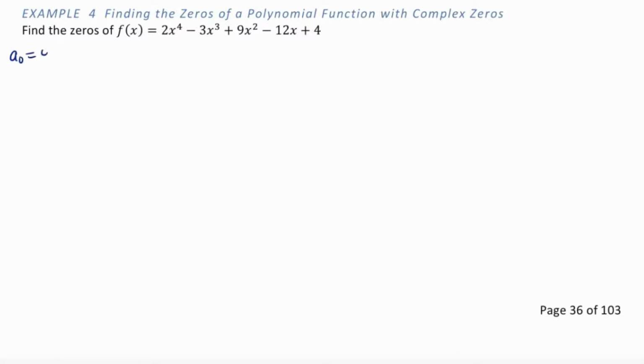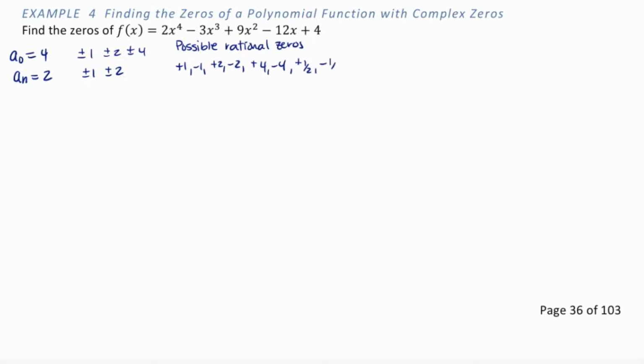So a naught equals 4 and a sub n equals 2. My possible factors are plus minus 1, plus minus 2, plus minus 4. Here I have plus minus 1 and plus minus 2. This makes all possible rational zeros as plus 1, minus 1, plus 2, minus 2, plus 4, minus 4, and we also have plus 1/2 and minus 1/2.